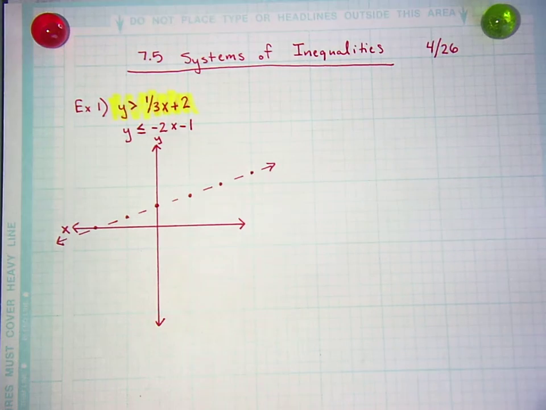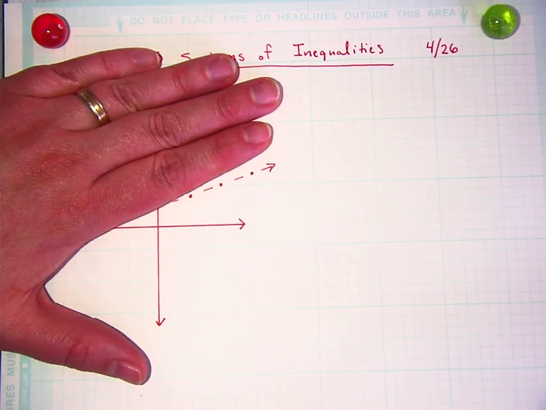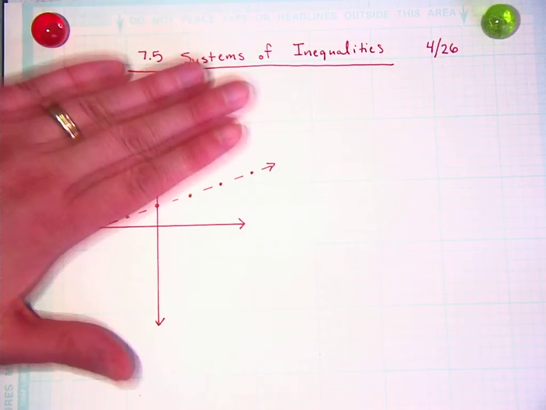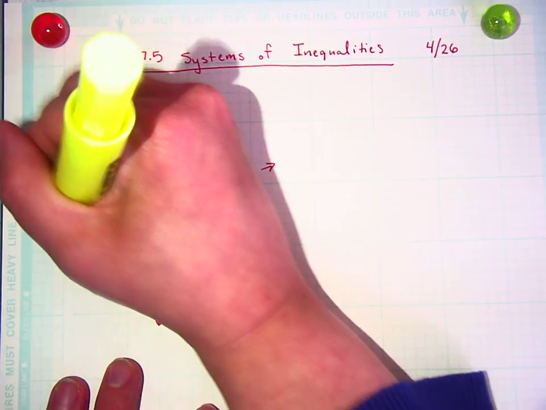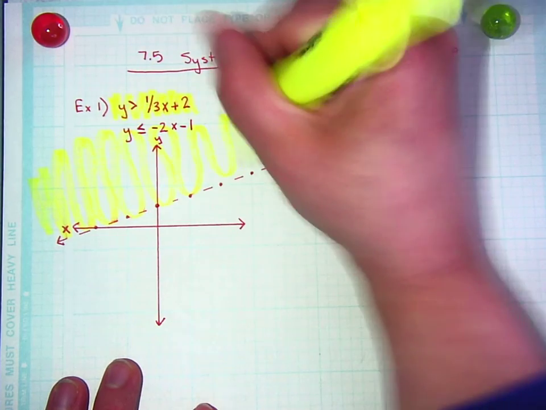And then where is above the line? Look up, look up. Is it on the left or is it on the right? Above the line is here on the left. So you're going to take that same color you just used for the line, and shade above it.